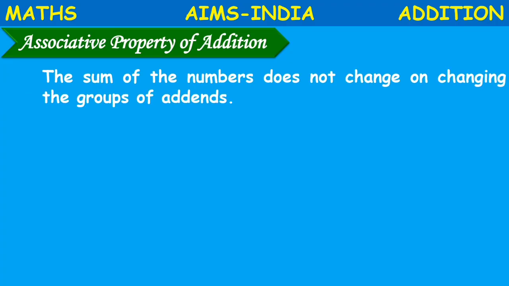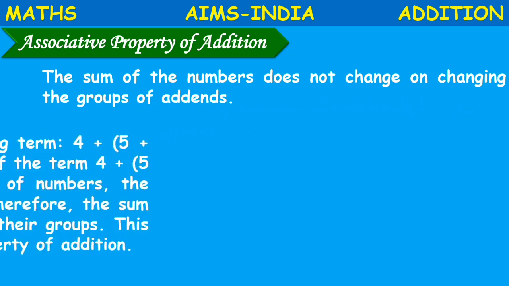Moving on to the next property of addition, which is the associative property. The associative property of addition. What does it say? The sum of the numbers does not change on changing the group of addends.